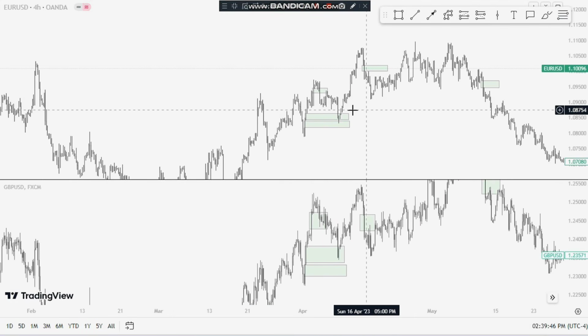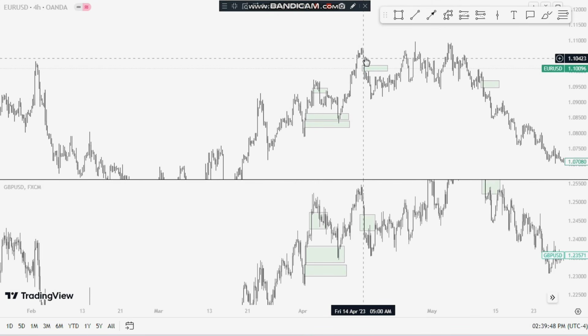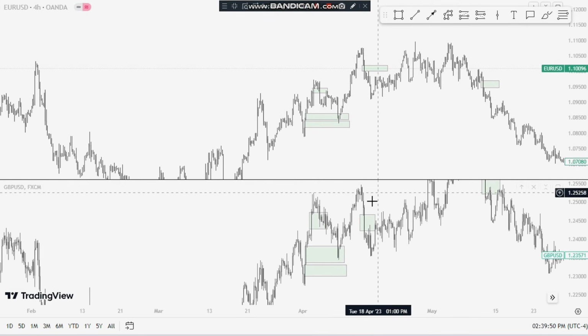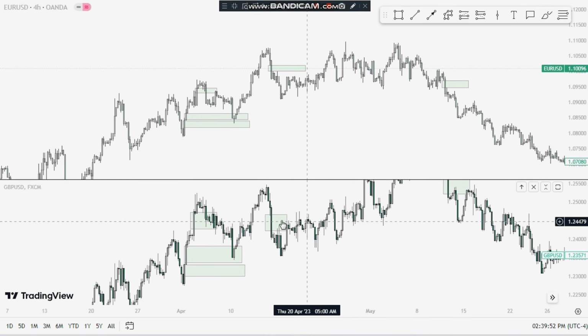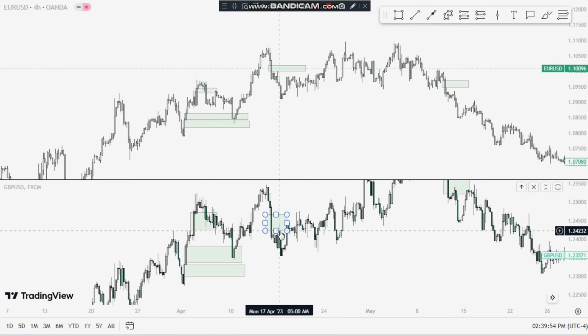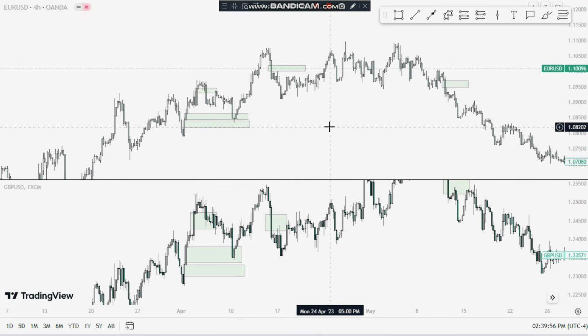You don't just have to find a fair value gap and long it or short it. You have to look for the fair value gaps on the SMT pair. That way you can trade profitably.